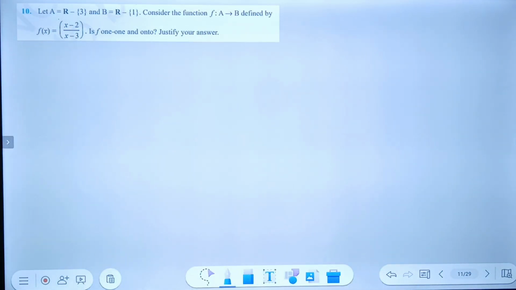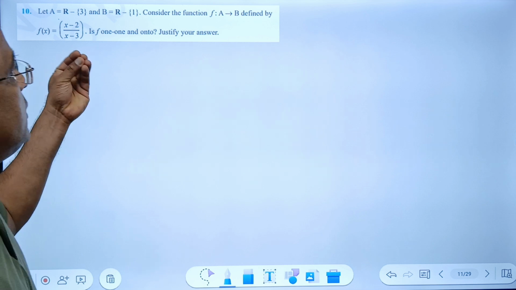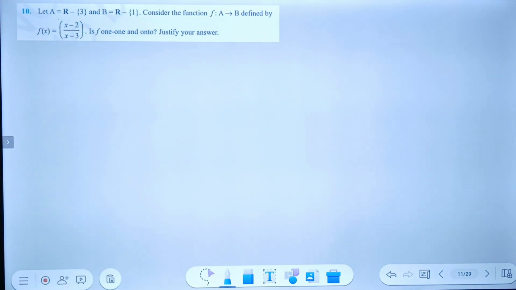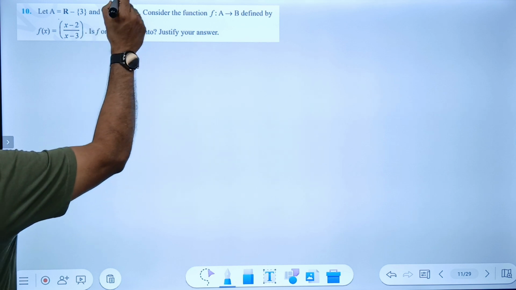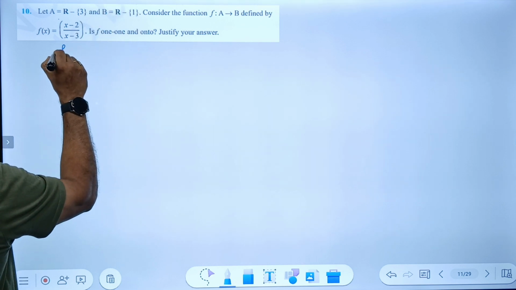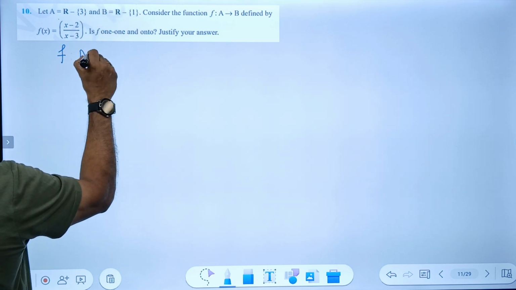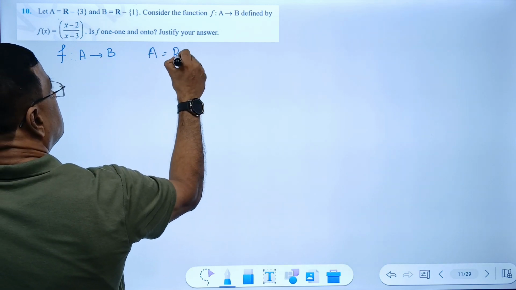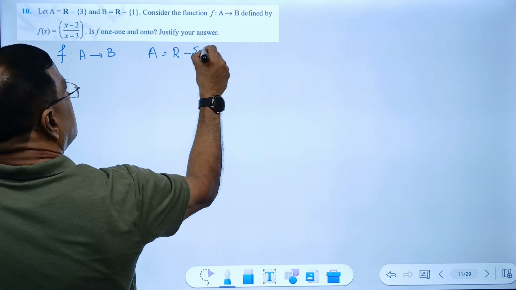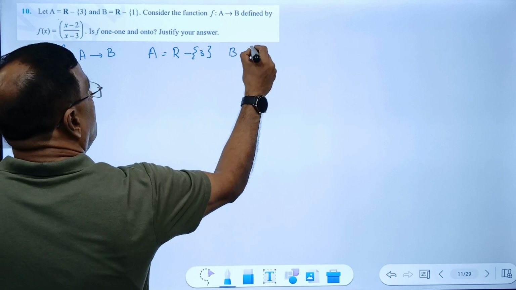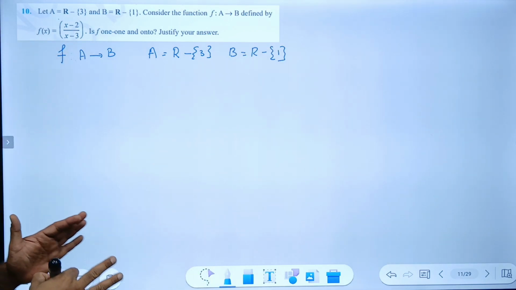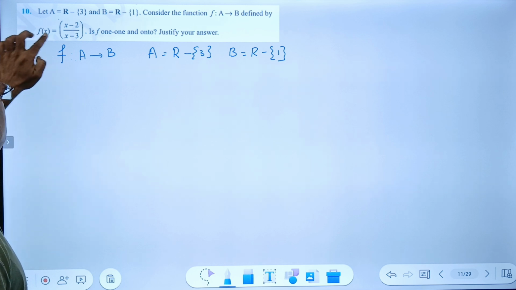Okay, this is the 10th question. Very, very important type of question. Let's see how to go about it. Now, here he says the function is from A to B. So what is A? My A is all real numbers excluding 3. My B is all real numbers excluding 1. I have excluded 3, I have excluded 1. Now this is the function.